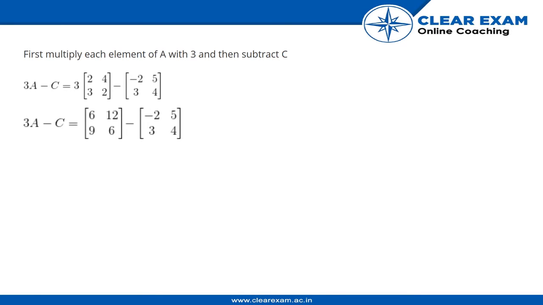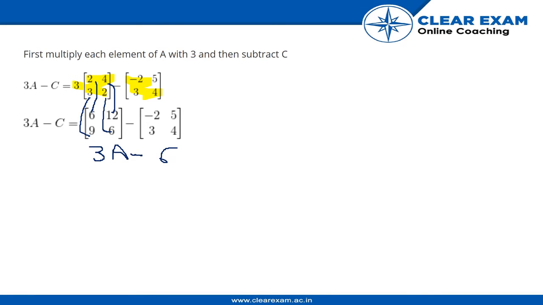Okay, so they have 3A here. This is the A matrix, this is the C matrix. So multiplying 3 with the A matrix, we get 3 into 2 is equal to 6, 3 into 4 is equal to 12, 3 into 3 is equal to 9, and 2 into 3 is equal to 6. So we have 3A as 6, 12, 9, 6, and we have C as it is.